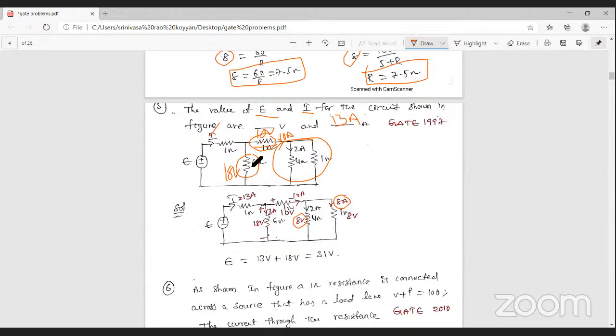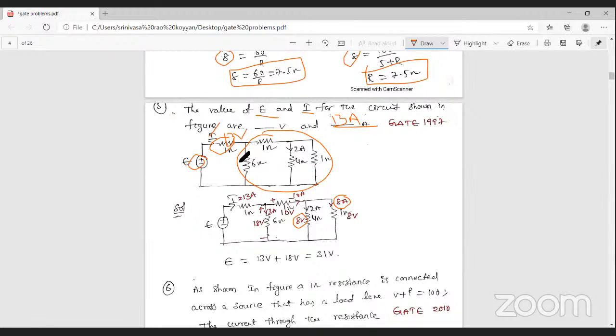So the voltage is known and the resistance is known. Then what is the current passing through the 6 ohm resistance? That is 18 by 6, that is 3 amperes. So in this path, what is the current? That is 3 amperes plus 10 amperes, totally 13 amperes. So the total current is 13 amperes. Next, the total voltage: you want the total voltage, that is this voltage drop plus this voltage drop. This voltage is 13, the total current 13 amperes into 1 ohm, that is 13 volts.